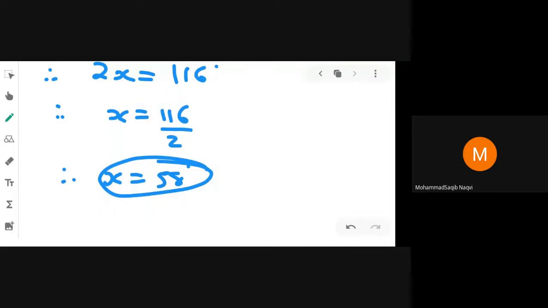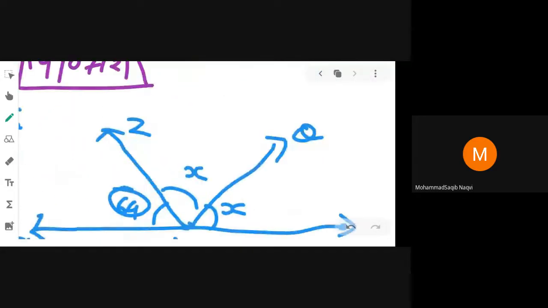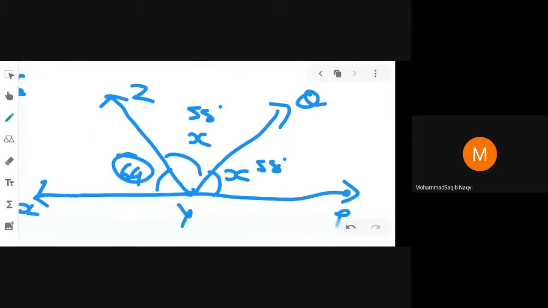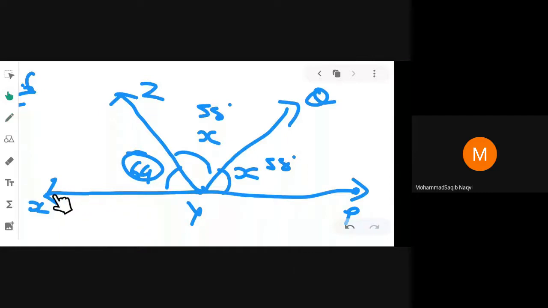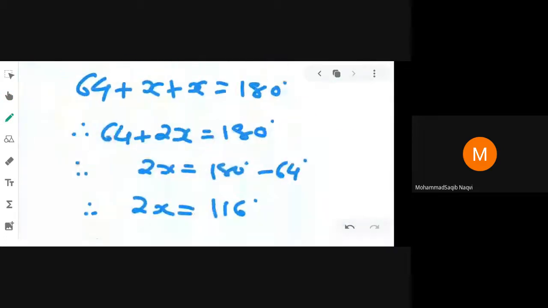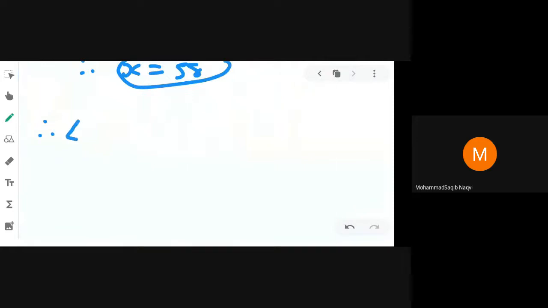It is 58 degrees. Now we are putting 58 degrees here, and it is also 58 degrees here. Now in the first question, we have to find angle XYQ. XYQ is the addition of two angles: XYZ and ZYQ. So if you want to find angle XYQ, we add the two angles. Angle XYQ is equal to angle XYZ plus angle ZYQ.